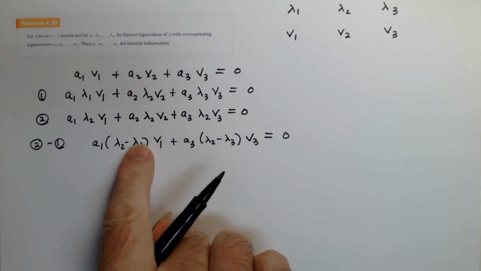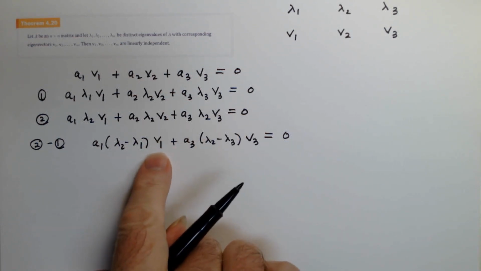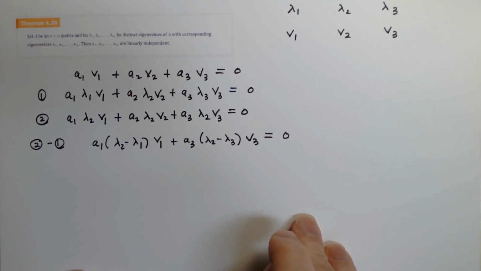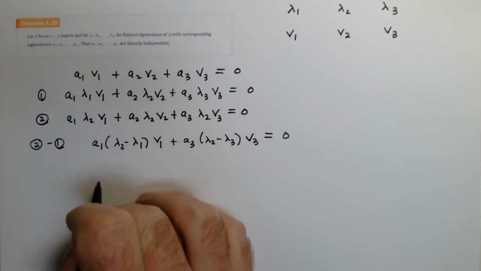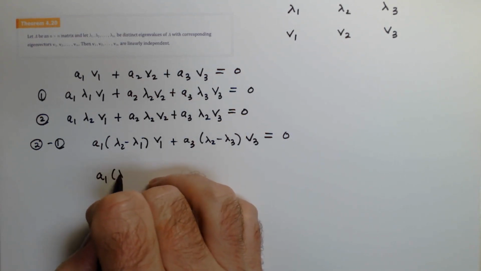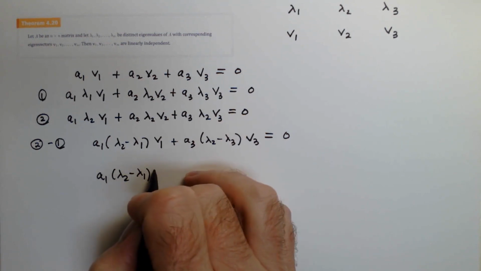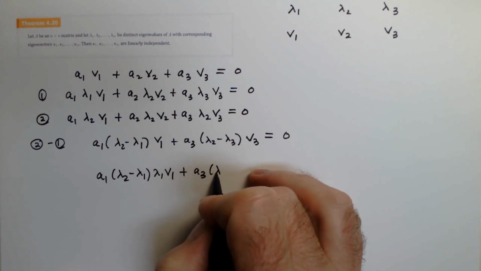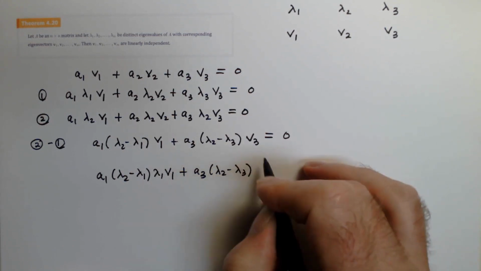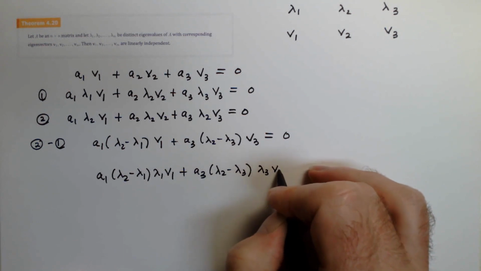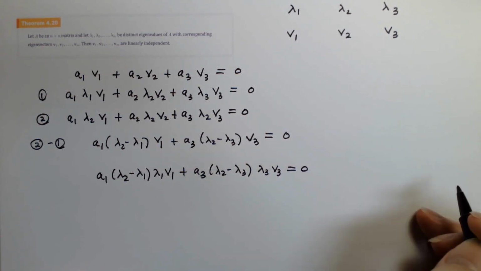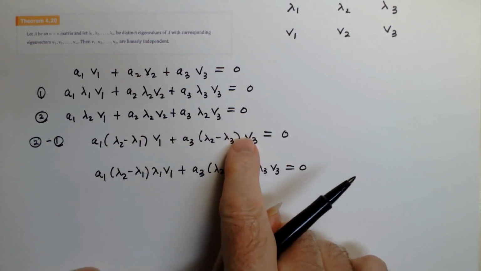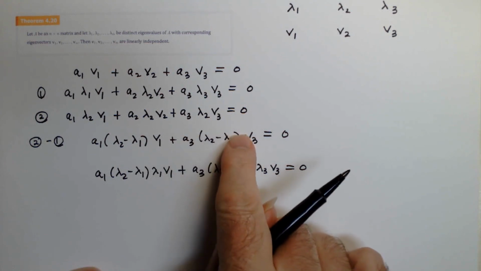We're going to use the fact that A is linear, and when I apply A to v1, I get lambda 1 v1, and when I apply A to v3, I get lambda 3 v3. So applying A to both sides of this equation will give us A1 (lambda 2 minus lambda 1) lambda 1 v1, plus A3 (lambda 2 minus lambda 3) lambda 3 v3. And that has to equal 0. Now I'm going to multiply both sides of this equation by lambda 3. So I'll have a lambda 3 here and a lambda 3 here.